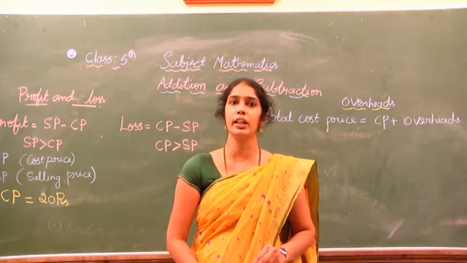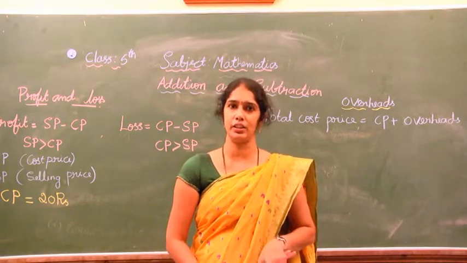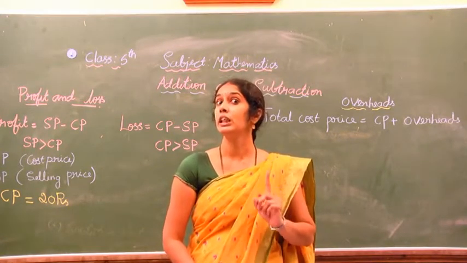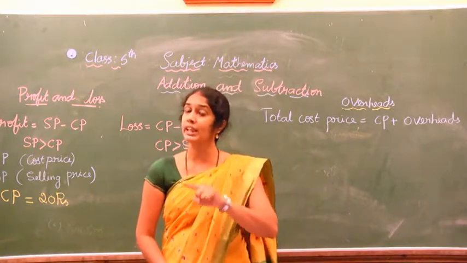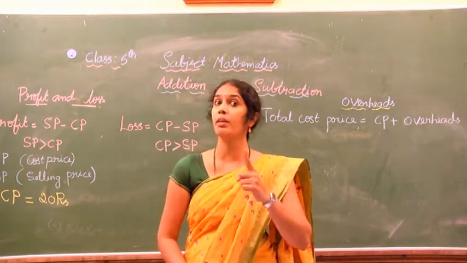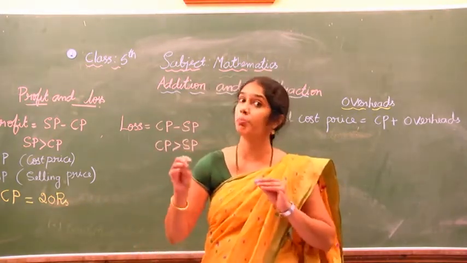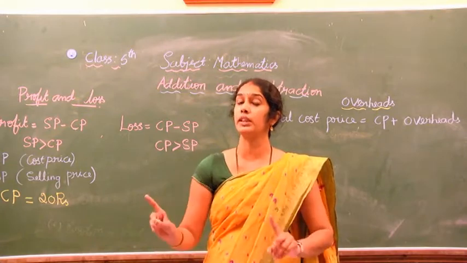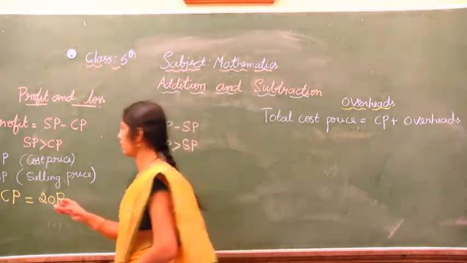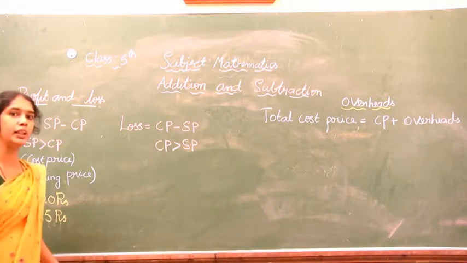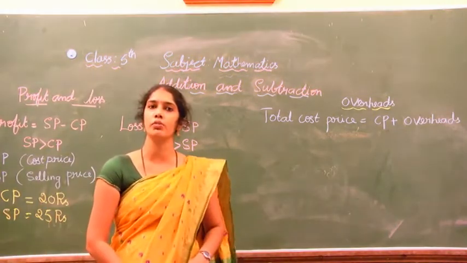What does your friend tell? Okay, I will buy this. So he buys it also, for how much? 25 rupees. That is the selling price. You bought that pen for 20 rupees, but you sold that pen for 25 rupees. That is the selling price, 25 rupees. Now, you have to tell me whether you got profit or loss for this.